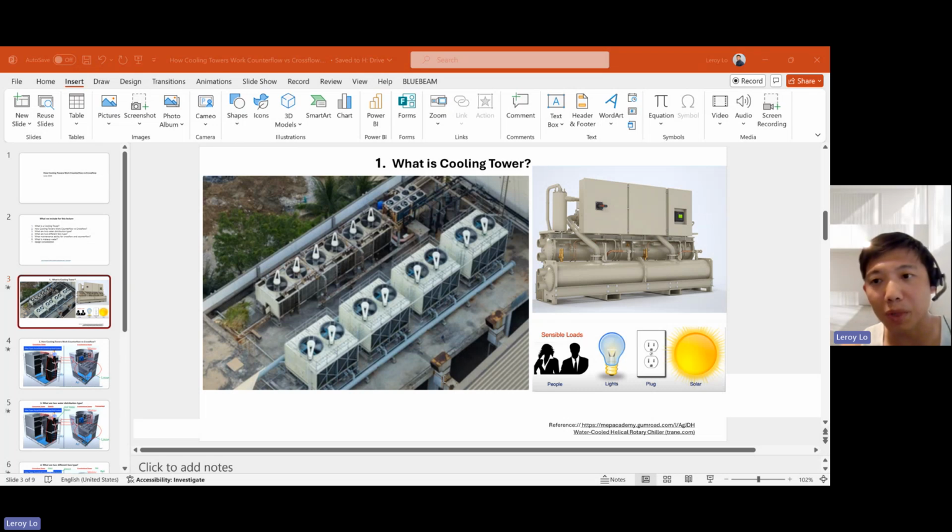A cooling tower uses two media, that is water and air. The water brings heat from the building, and then we use the ambient air around the cooling tower to absorb the heat and take it away, sucking it out by using the exhaust fan. So let's move on to the next one to talk more.